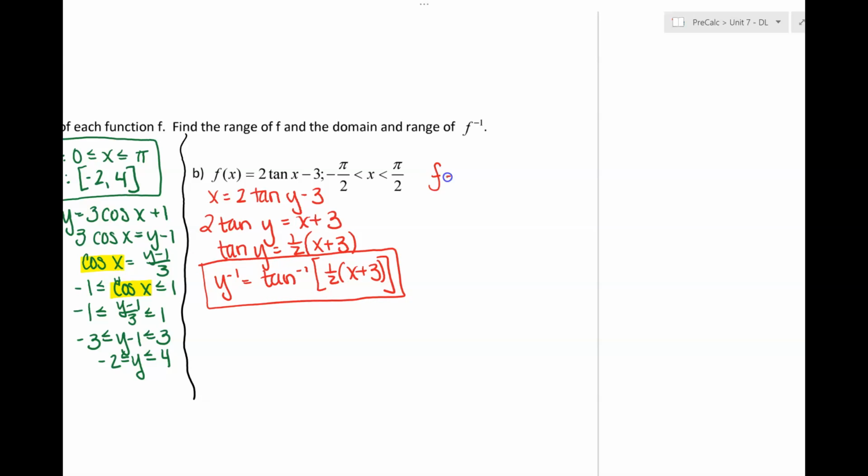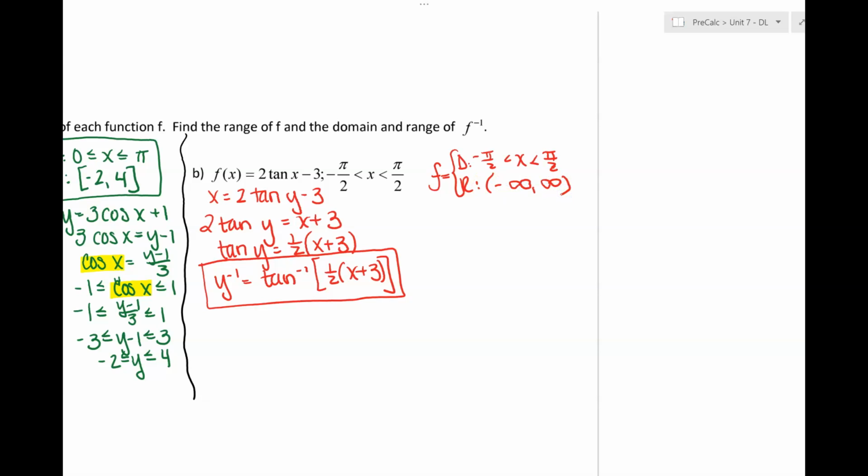Now for the original, we know that tangent is restricted in the first and the fourth quadrant. They've already given us that for the domain. I forgot to write D. There we go. And then what's the range? Very good, it's going to be all real numbers.